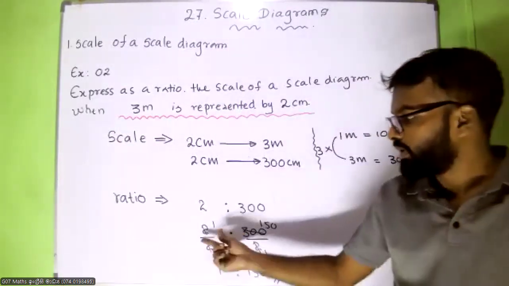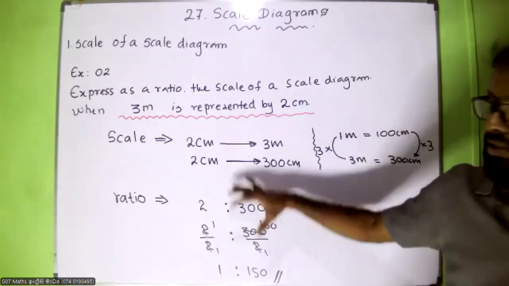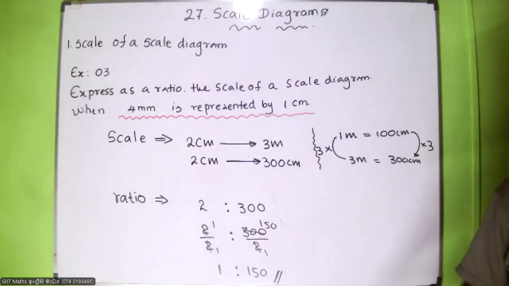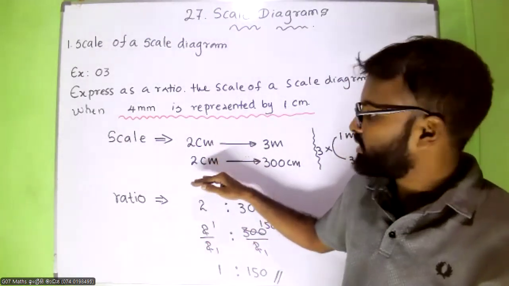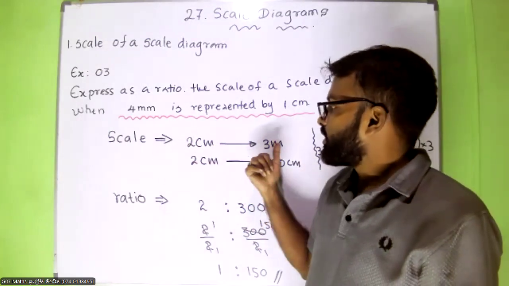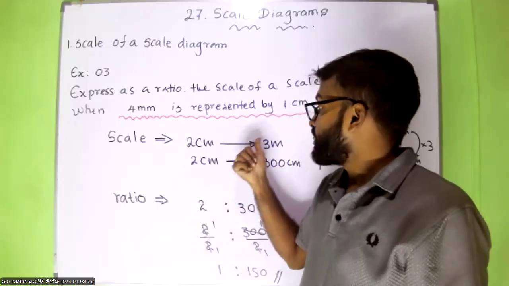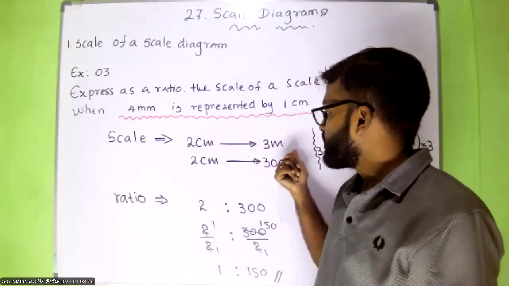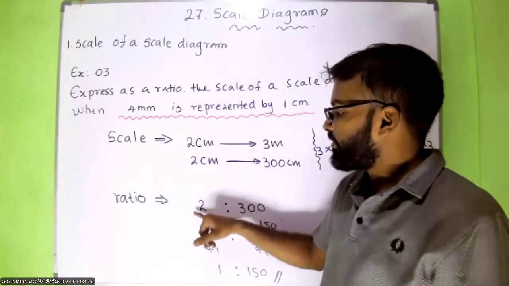So, if you have common terms, you can divide both sides. Please write this and let me know. Try to understand the way that I am teaching. Here, scale 2 centimeter. By using 2 centimeters, you can represent 3 meters. So I am converting both sides into the same unit: 2 centimeter to 300 centimeters. Then I have taken 2 to 300.